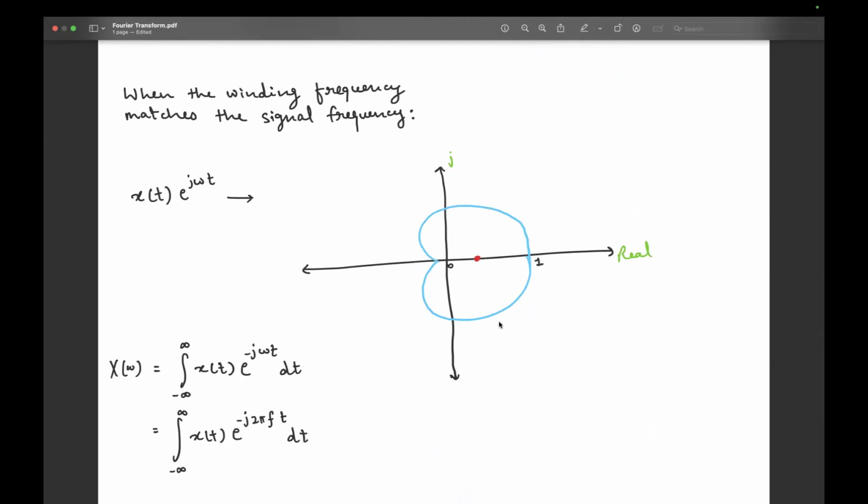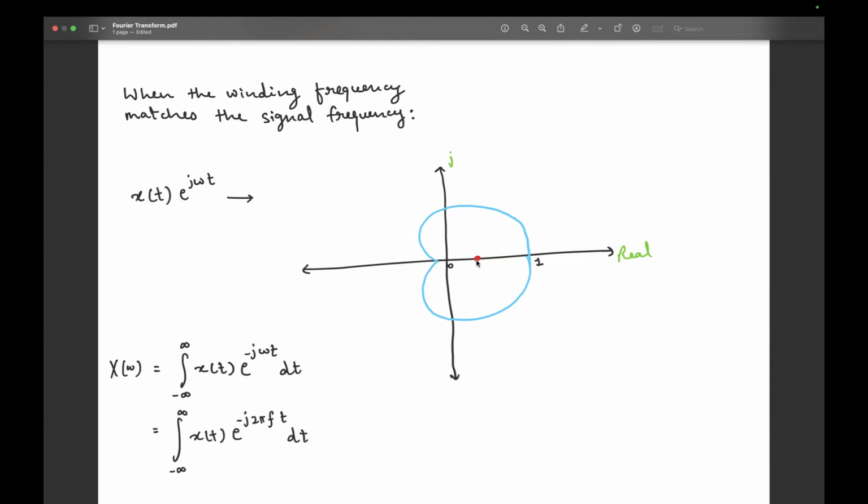So when the winding frequency matches the signal frequency, and then you take the integral of all these values, you'll get a point which is away from 0. It will not be close to 0.